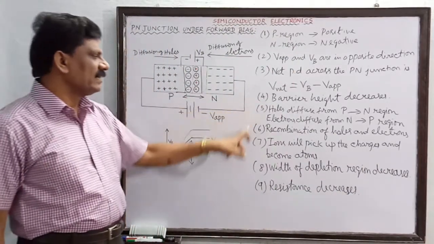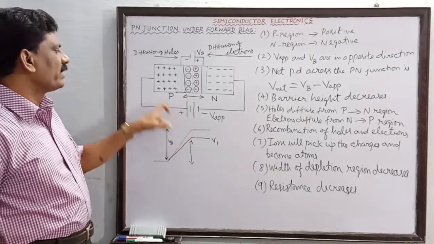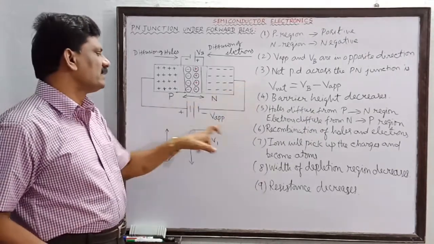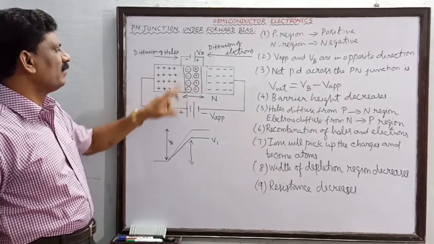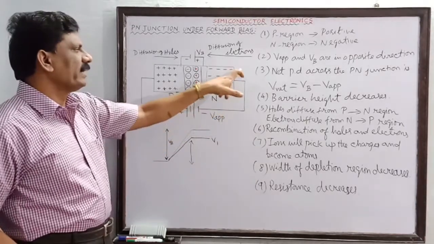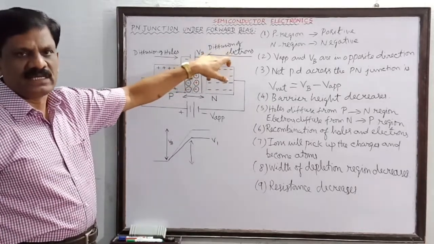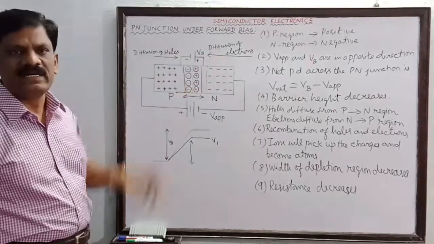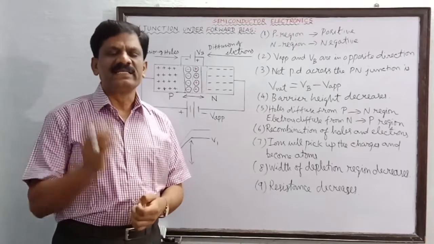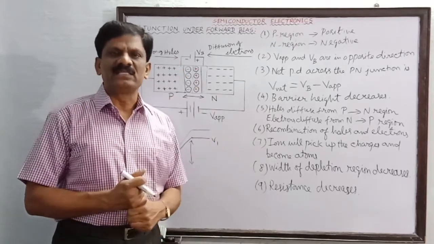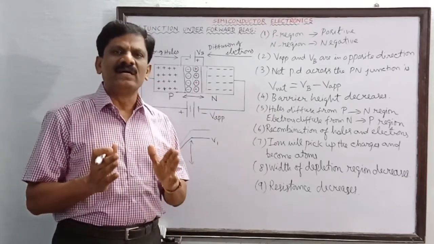So my dear students, this is the second set of points, which is very important. What is actually happening? Since the P region is connected to the positive and the N region is connected to the negative, the holes diffuse from the P region into the N region and the electrons diffuse from the N region into the P region, but in opposite directions. They cross the junction in opposite directions, during which there is a recombination of electrons and holes. As a result, the immobile positive and negative ions present in the depletion region pick up these holes and electrons and become neutral atoms.